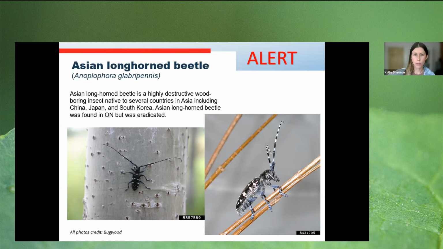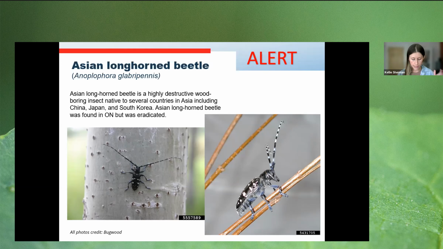So that's perhaps where some of you might have heard of Asian Longhorn beetle. I don't actually know if it was a community science report. I can't recall exactly, but it was found early and a rapid response was put into place.